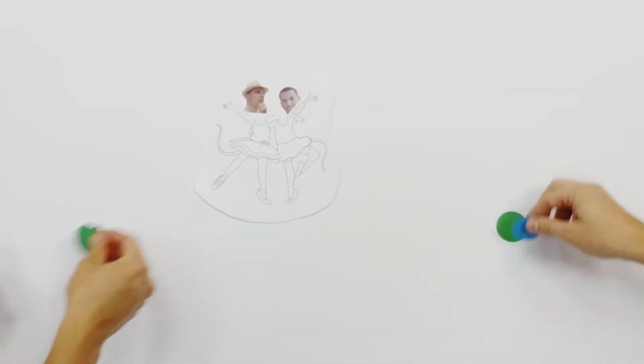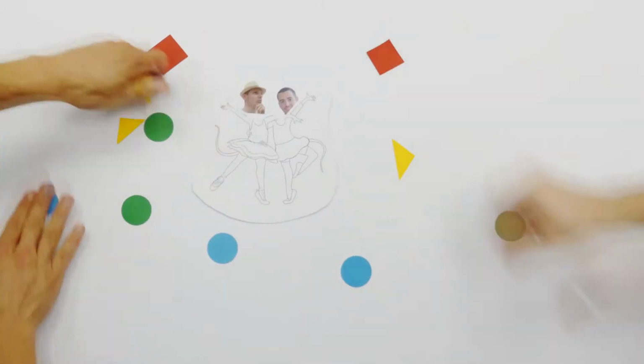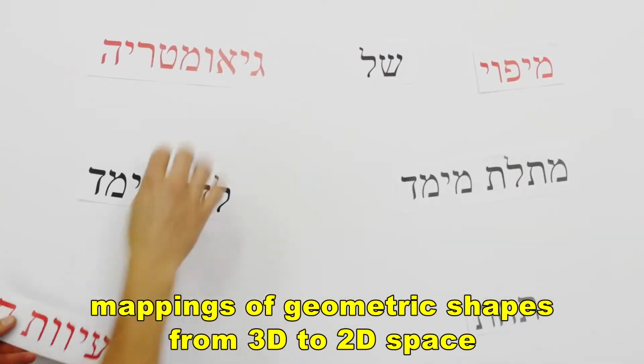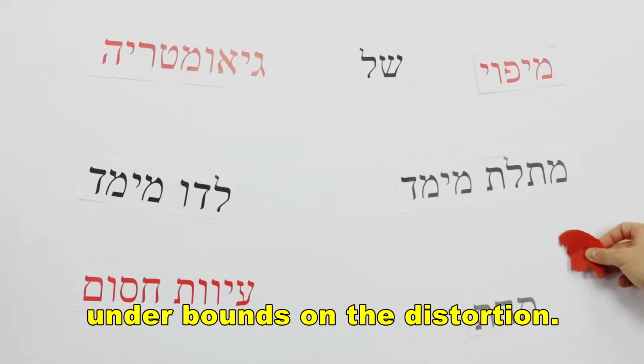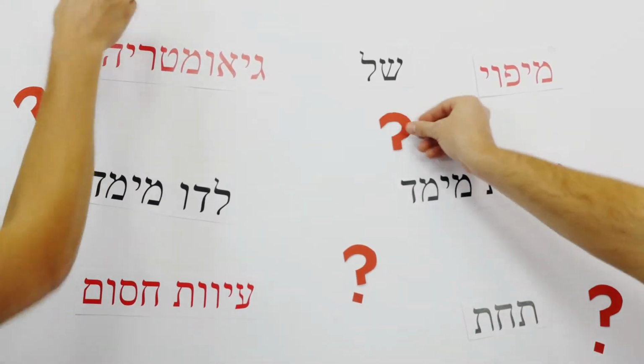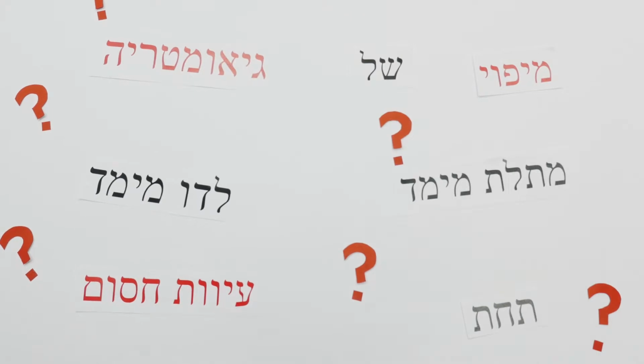Our graduation project is in the field of digital geometry processing. Our project deals with mappings of geometric shapes from 3D to 2D space under bounds on the distortion. This might not be very clear, so let's start with some basic terms.